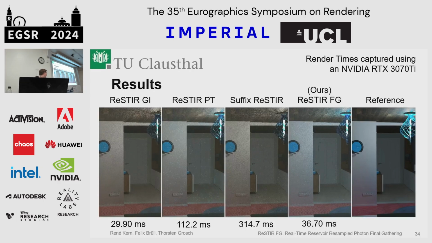And as you can see, suffix ReSTIR and ReSTIR GI really fail to find any of the blue paths reflected from the glass surrounding the light source on the top left, while ReSTIR PT is still able to find those, but they are quite noisy. While our ReSTIR final gathering is able to uniformly display this indirect light refracted by the blue glass.